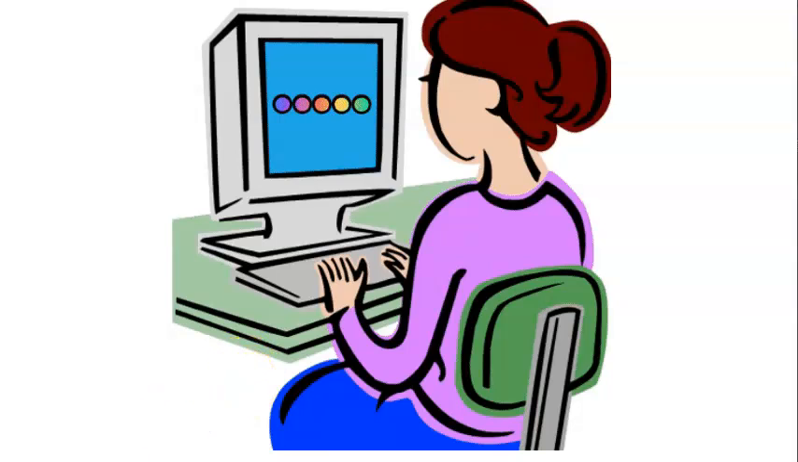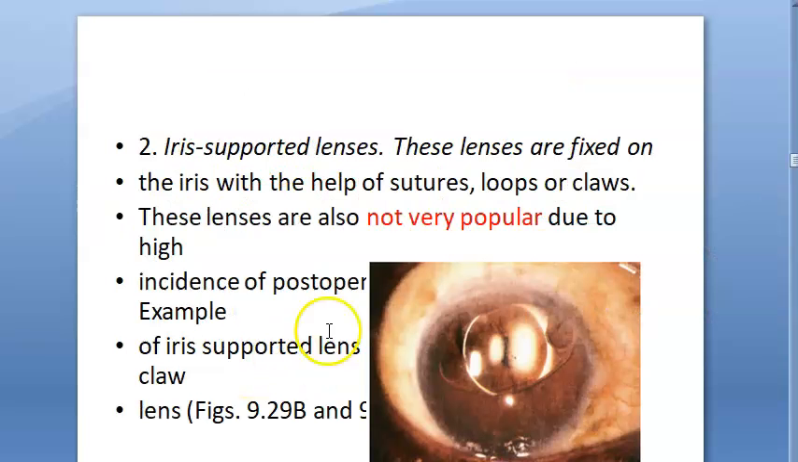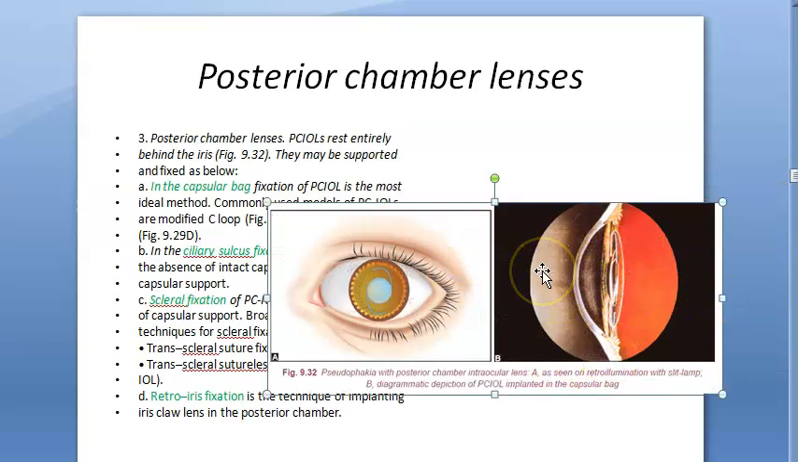See if you can guess what this is. Where is the lens in this? Anterior chamber lens. Not very popular. Example, Kelman. Very good. This one. Iris supported lens. Not very popular. Okay. This one. Oh, you already saw this. Posterior chamber lens. This has so many things. In this itself, there are so many types.